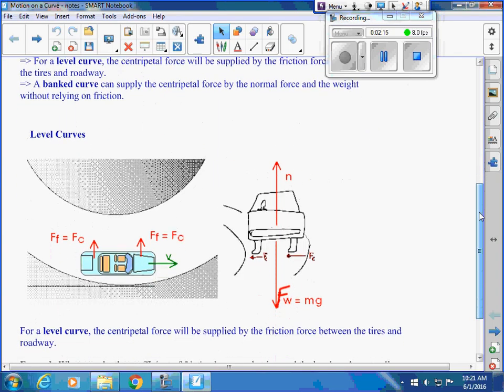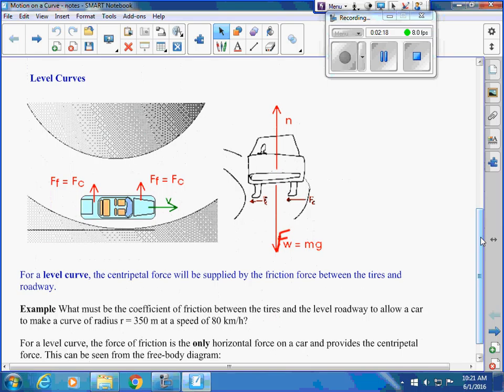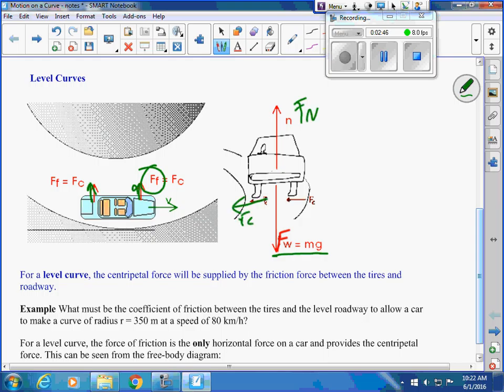First of all, we're going to talk about level curves. You don't have to draw any picture. On a level curve, here you have a bird's eye view of the car, and it is the centripetal force, which is towards the center, that is supplied by the friction force. Now, if you look at another view from behind the vehicle, we have the weight force as mass times gravity, the normal force Fn which is up, and our centripetal force towards the center.